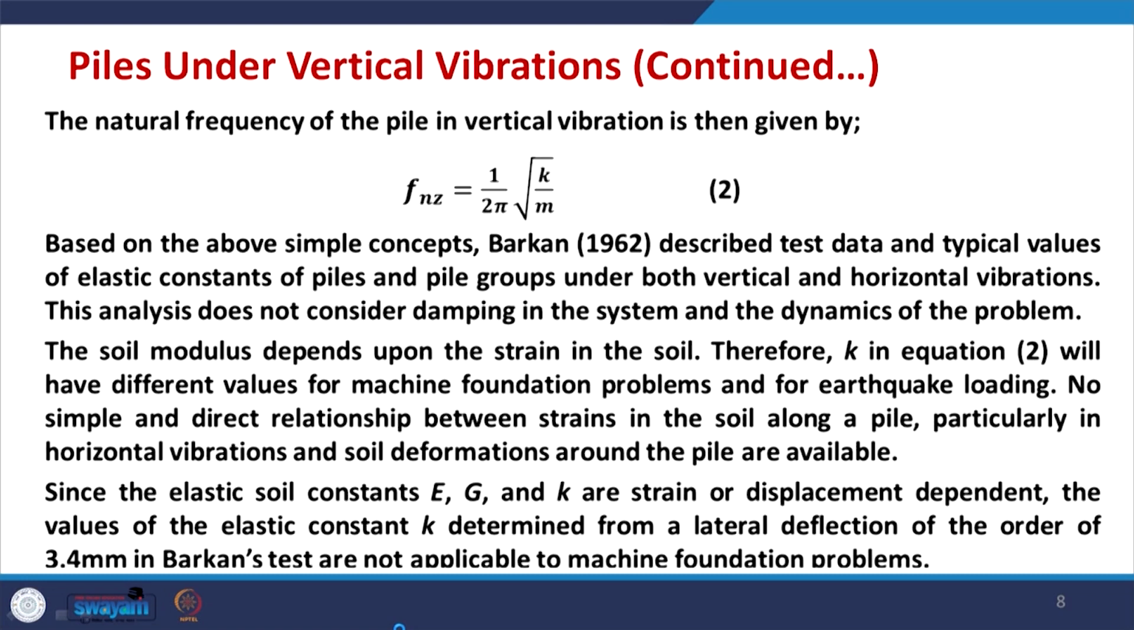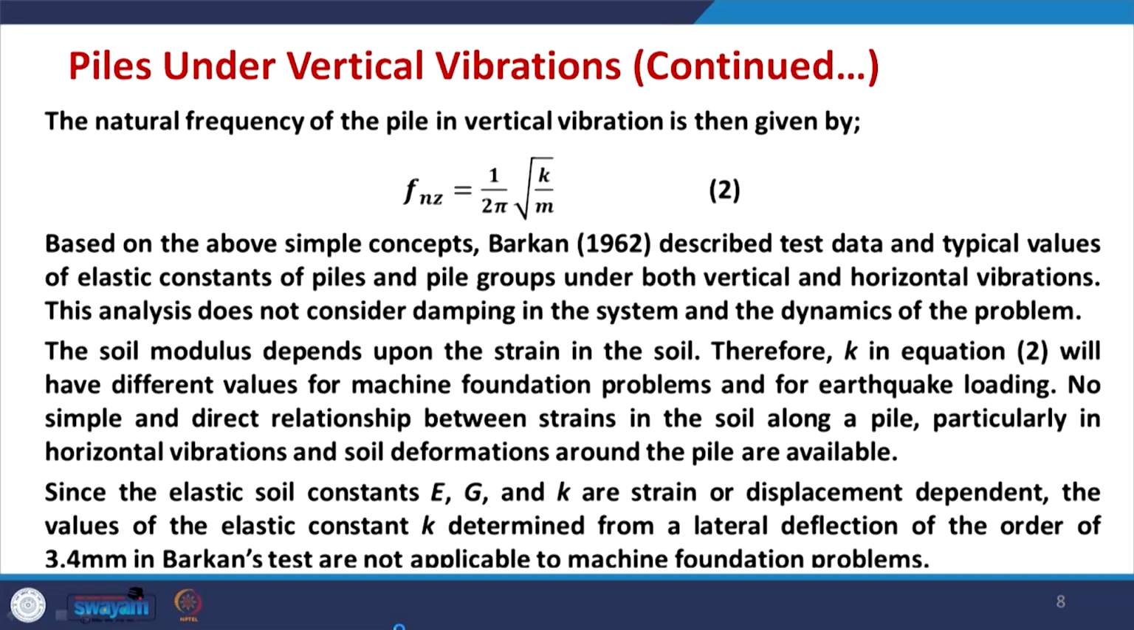Now, the natural frequency is given by the second equation, which is simple, like ω_n = √(k/m), where k is the stiffness, which we have talked about, and m is the mass. This is the natural frequency equation for a single degree of freedom system, as you may be aware. Based on this simple concept, Barkan in 1962 transcribed test data and typical values for the natural frequencies for different cases of elastic constant of piles and pile groups under both vertical and horizontal vibrations. However, this analysis does not consider the damping in the system and the dynamics of the problem.